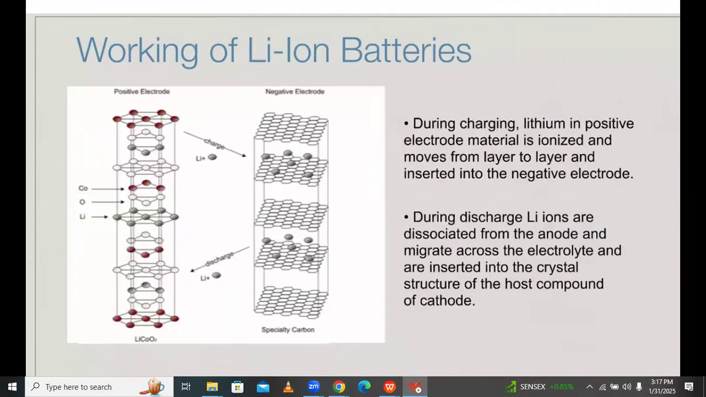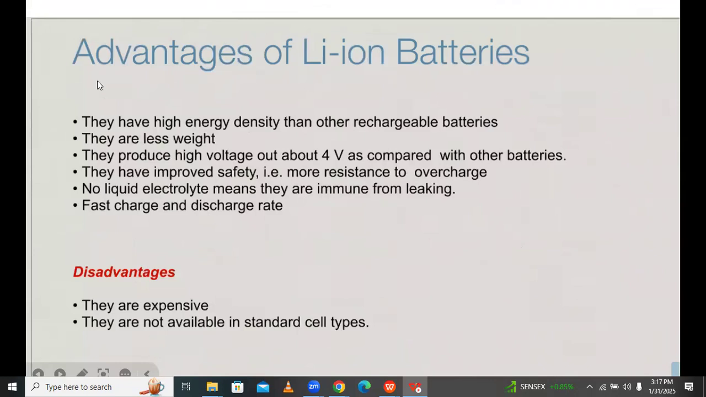It has some advantages and disadvantages. The advantages of lithium batteries are that they have high energy density. They are very light in weight. They produce high voltage, about 4 volts, compared to other batteries. Fast charging and discharging rates also. It also has some disadvantages. They are expensive. The cost of lithium ion batteries is very high, because the cost of lithium is very high. They are not available in standard cell types. This is about the advantages and disadvantages of lithium ion batteries.